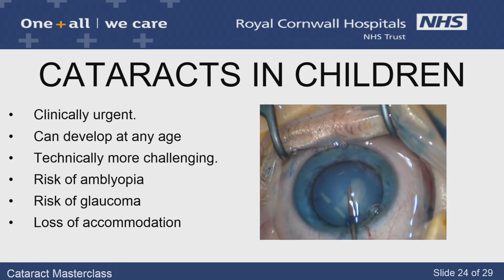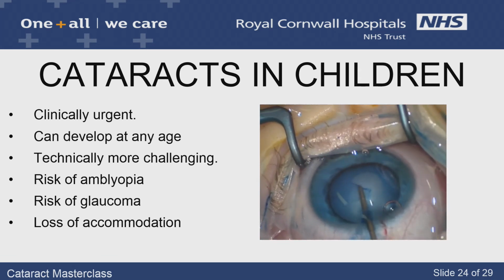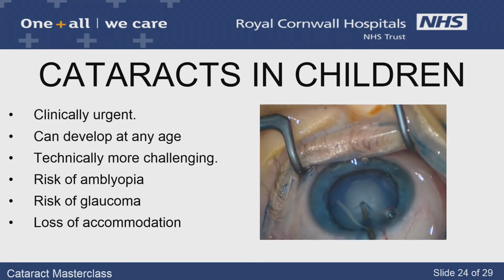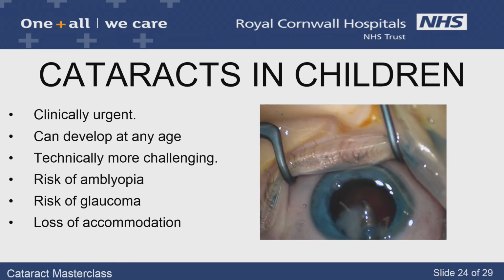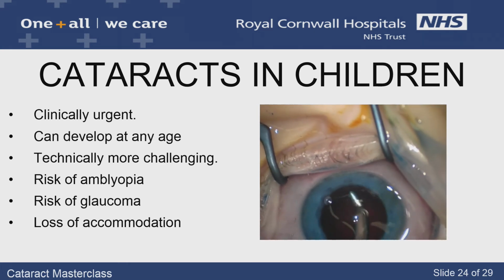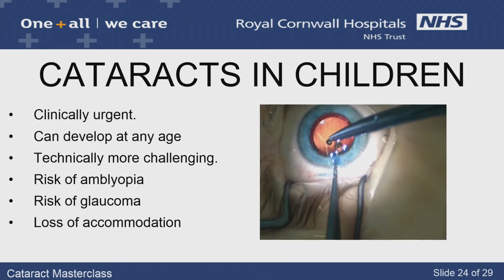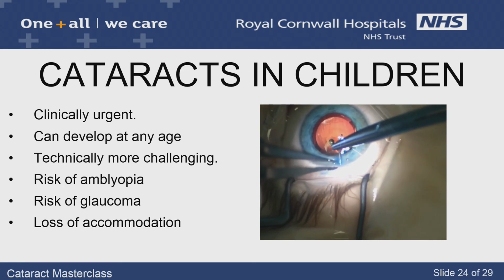Cataract surgery in children is also possible. It is more clinically urgent because of the risk of amblyopia. It's also risky because we can cause glaucoma. It is technically more demanding because the tissues are much more elastic. But patients will usually get a lens implant. But because of the technicalities of the surgery, most of these children need a stitch.